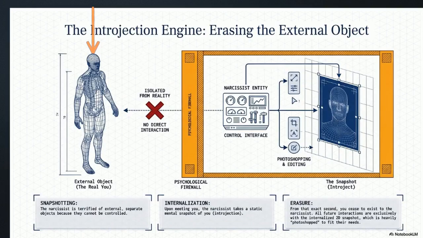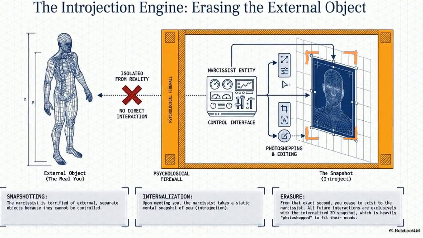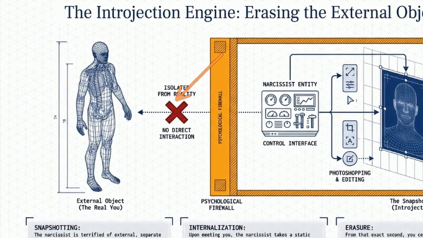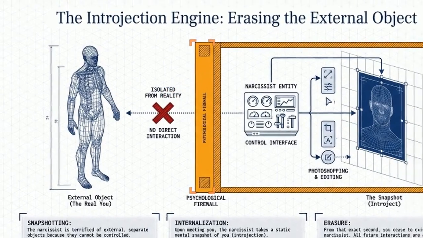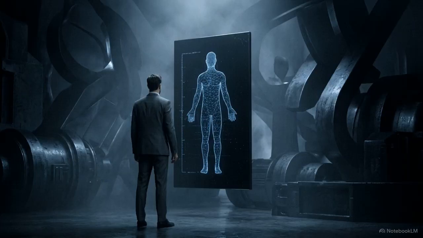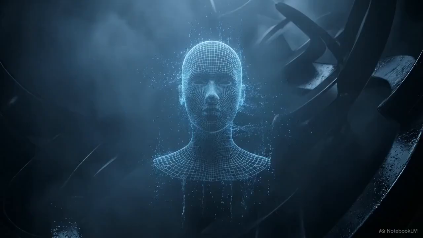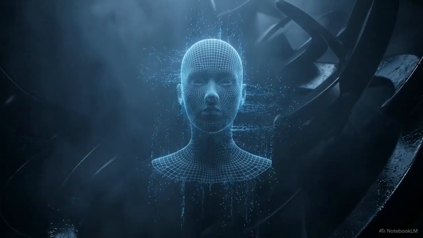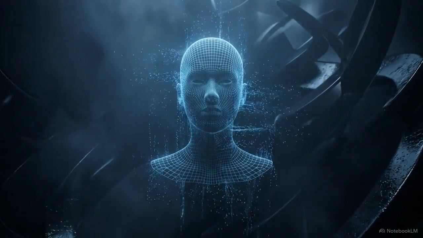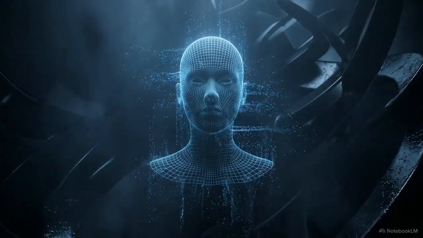This maps the introjection engine. Because the narcissist cannot handle independent objects, the brain takes a static mental snapshot of the victim instead. Taking this snapshot causes the psychological erasure of the real person, creating a firewall that blocks interaction with the real Sarah. All future interactions are directed at an internalized, 2D, heavily photoshopped snapshot of Sarah. Sarah's true self is locked out of the relationship. She has been commodified and replaced by an empty internal simulation.